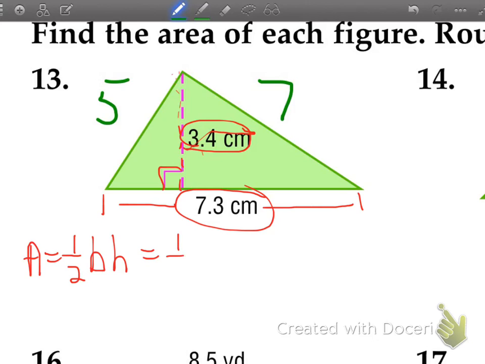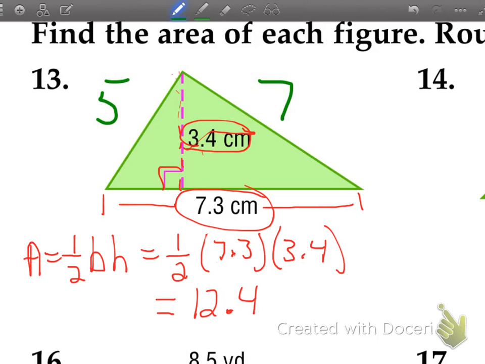So that means it's 1/2 of 7.3 times 3.4. From our calculator, we get that that area is 12.4. That's rounded to the nearest tenth. The next digit was 1. And the correct unit, since I was dealing with centimeters to start with, are square centimeters, which we write as cm with a squared symbol above it.